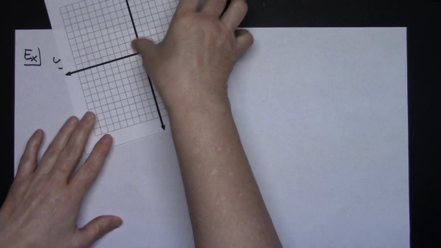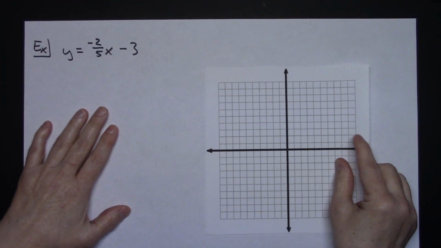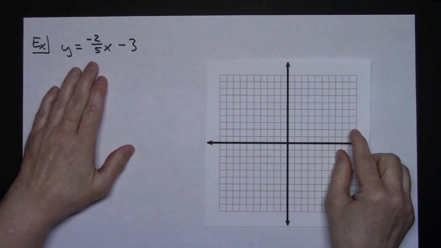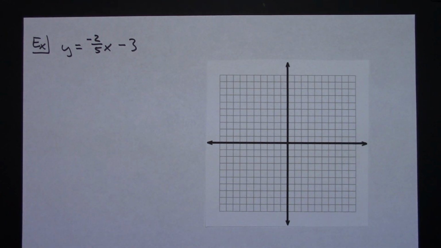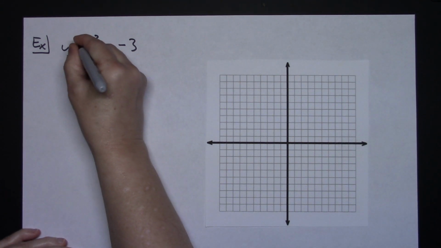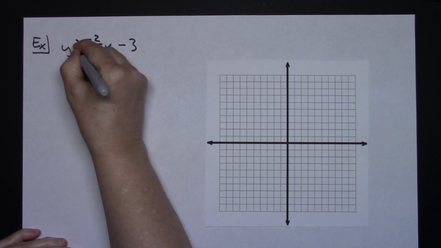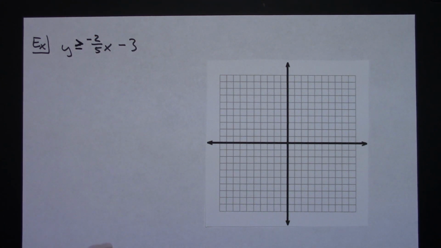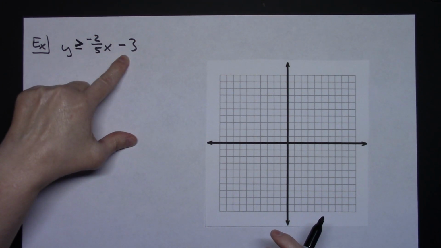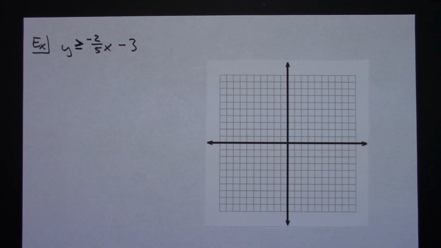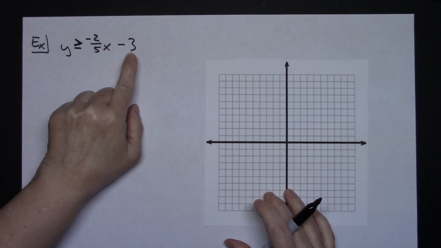Now let's look at one quick example here. Let's say we're going to take a look at y equals, let's not make that y equals if we're doing inequalities. Let's make this greater than or equal to. Let's go greater than or equal to negative 2/5 x minus 3. It is in slope-intercept form, so I know that this is my y-intercept.